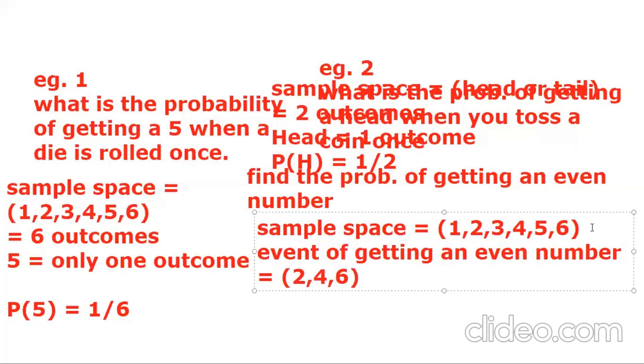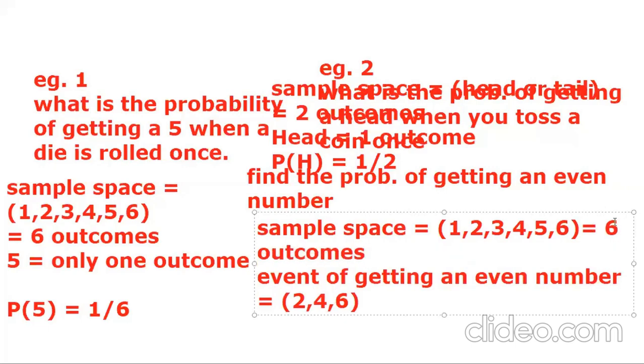So this one is equal to 6 outcomes, and this one is equal to 3 outcomes, since 2 represents the first outcome, 4 represents the second outcome, and 6 represents the third outcome. So the probability of getting an even number when rolling a die is 3 outcomes. That's you either get a 2, a 4, or a 6.